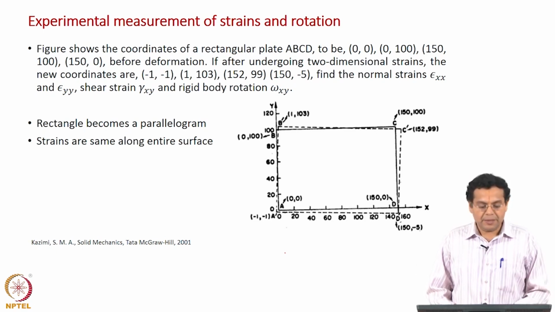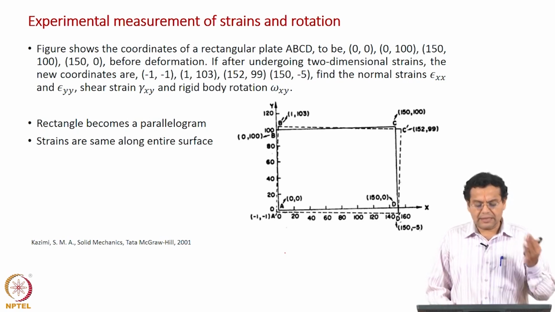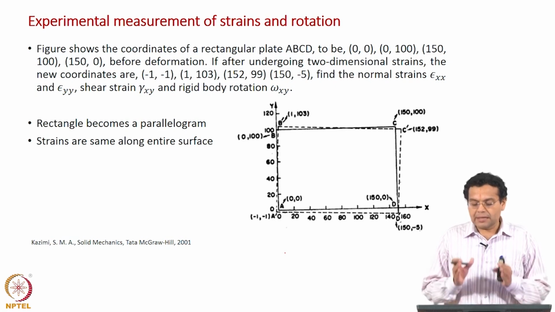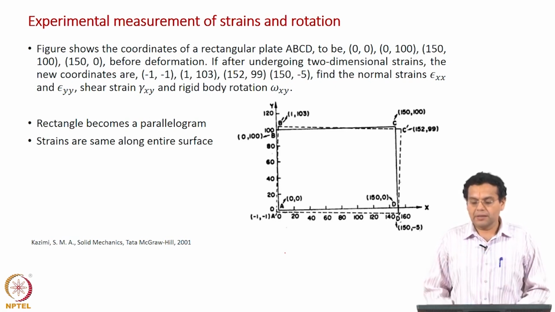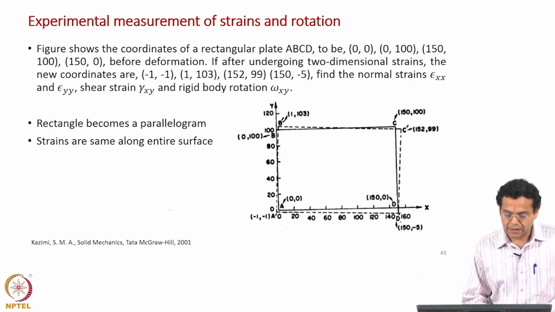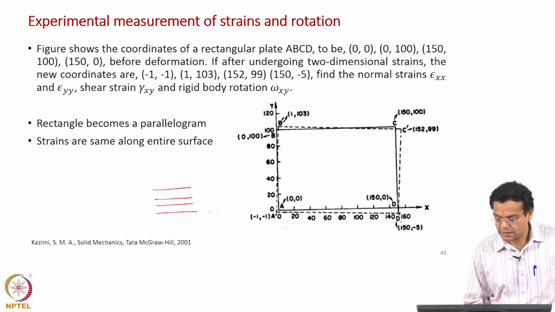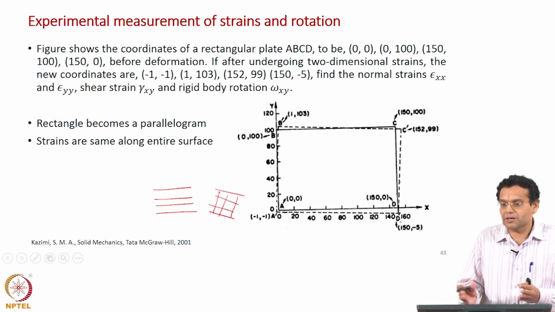Okay. Now, earlier also, in another example, we made this assumption. The assumption for this particular case is that if you look at the diagram, the rectangle becomes a parallelogram. Okay. And remember, we discussed earlier that lines parallel to the axis remain parallel. If you draw according to this configuration, they are something like this. Okay. So, they remain parallel, which means that the strains are all uniform throughout.